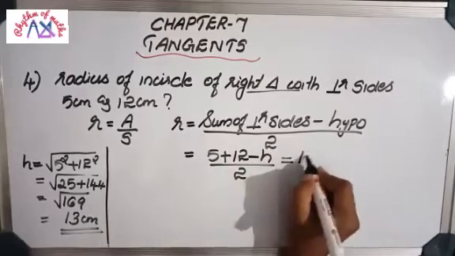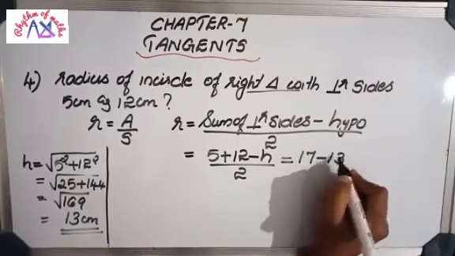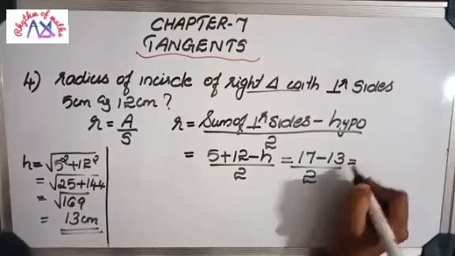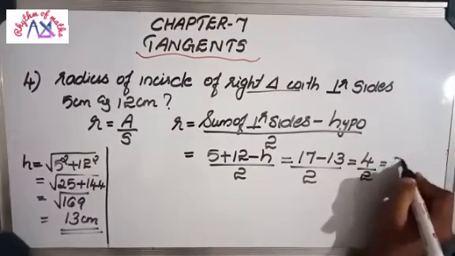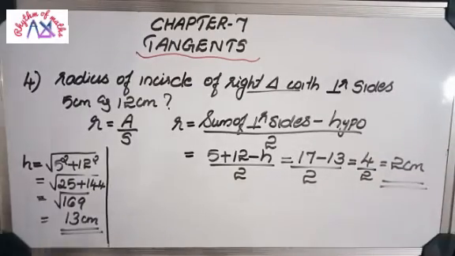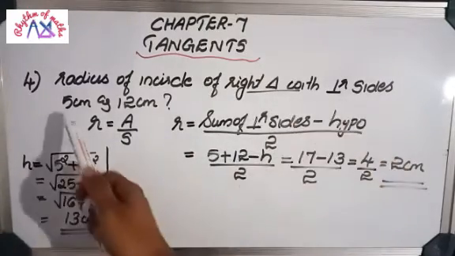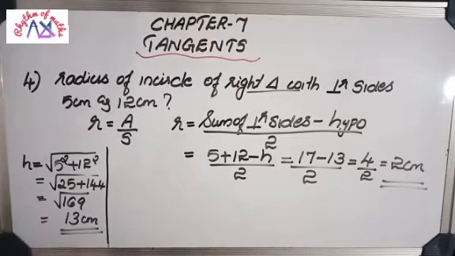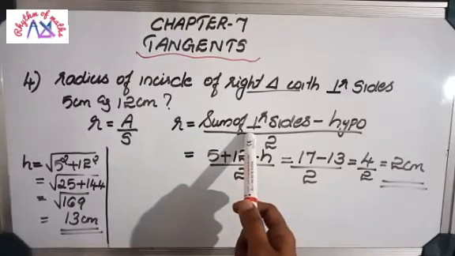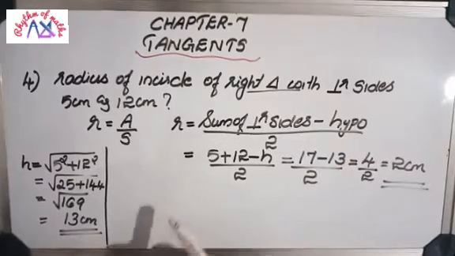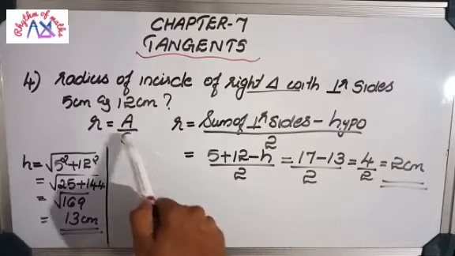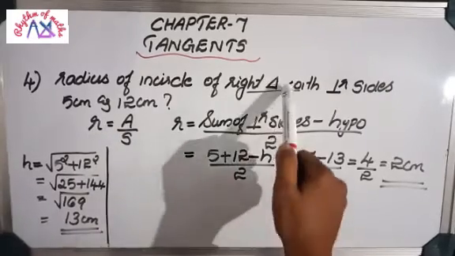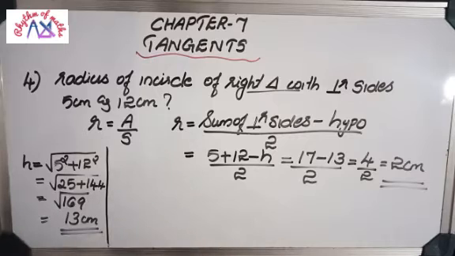So 5 plus 12, that is 17. 17 minus 13 by 2, that is 17 minus 13 is 4. 4 by 2, so 2 centimeter. So 2 centimeter is the inradius of the right triangle with the perpendicular sides 5 centimeter and 12 centimeter. The equation is sum of perpendicular sides minus hypotenuse by 2. The general equation is area divided by semi perimeter. This is the general equation to find the inradius. This is for a right triangle. So this is the fourth one's answer.